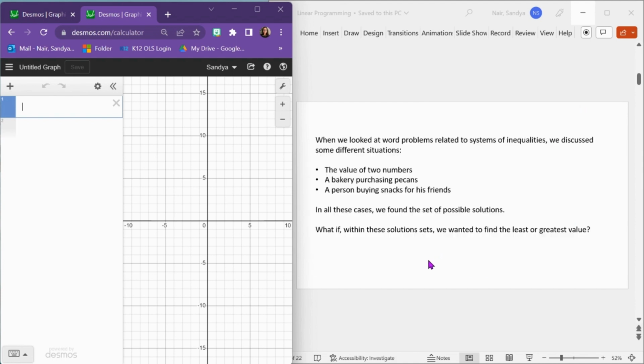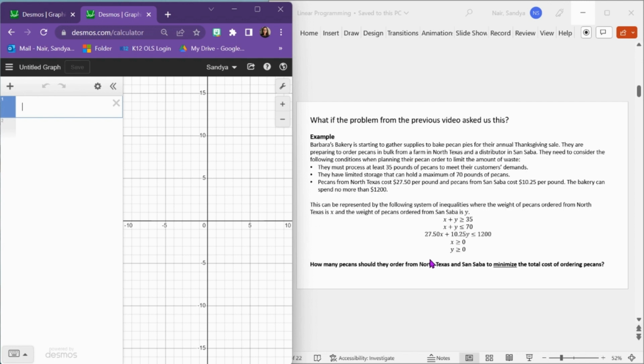All these other points are not going to be solutions to the system. When we looked at word problems related to systems of inequalities, remember we talked about some different situations. We were trying to figure out the value of two numbers, and then we talked about a bakery that was purchasing pecans and a person who was buying snacks for his friends. But in all these cases, we were trying to find the set of possible solutions, right? Because we were given a solution, and we asked, does it make sense for that to be in this problem? Well, what if instead, they were asking us to find the least or greatest value within the solution set? What if the problem from the previous video had said this?